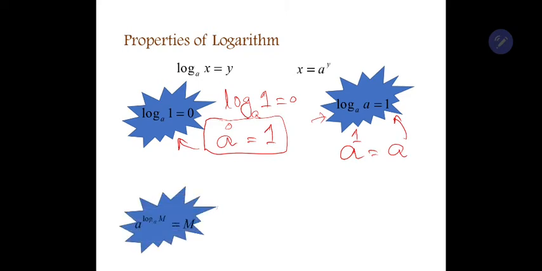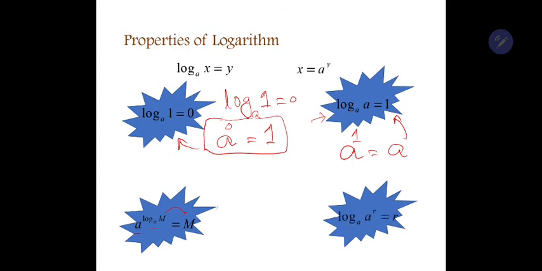The third property of logarithm is you have a number a which has a power log base a. So this base and this number here both are the same. If the base of the log and this number are the same, then the answer is going to be the number next to the log.